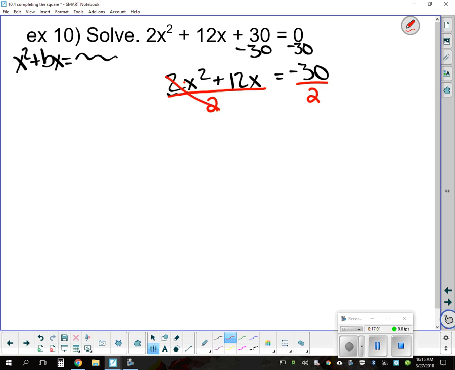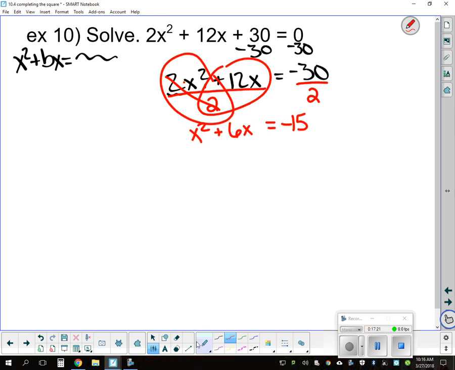This becomes a hard problem. These cancel. And then when we do it on this side, 12 over 2 is 6x. Negative 30 divided by 2 is negative 15. So you just need to make sure you divide everything by the 2. Every piece. Okay, so now we have this nice new problem to work with, set up in the correct format. What we want to do is then, kind of writing out some steps here, you might want to write these down. Step 1. Step 2, we want to find b divided by 2 squared and add it on both sides.